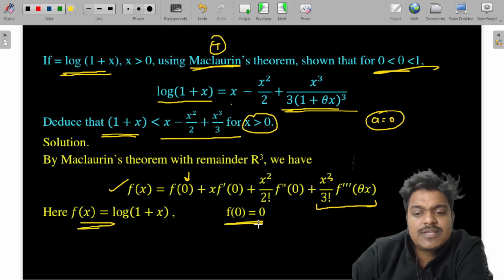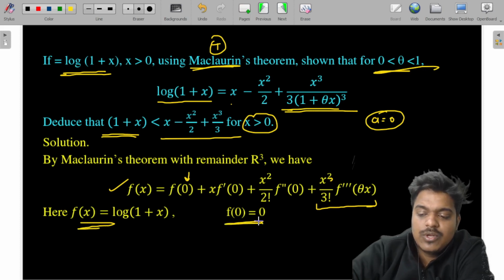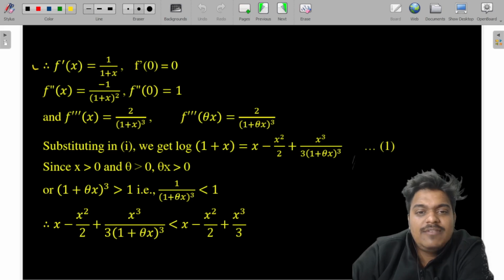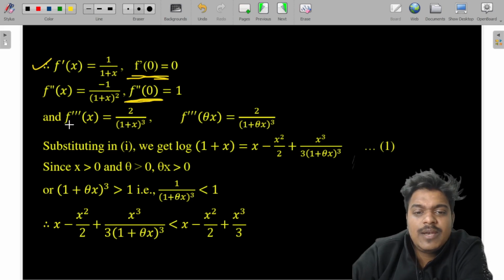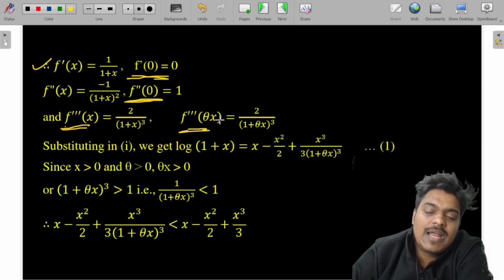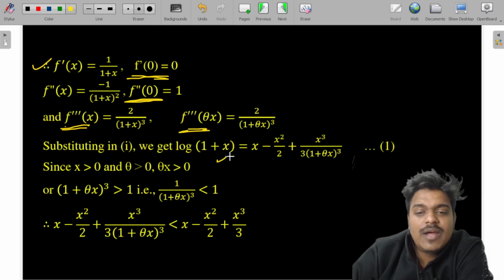You got f of x is equal to log of 1 plus x, so f of 0 is equal to 0, f dash x is equal to 1 upon 1 plus x, so f dash of 0 is 1, f double dash of x is minus 1 upon 1 plus x square, so f double dash of 0 is minus 1, f triple dash of x is 2 by 1 plus x the whole cube, and f triple dash of theta x is equal to 2 upon 1 plus theta x whole cube. You substitute the values here.